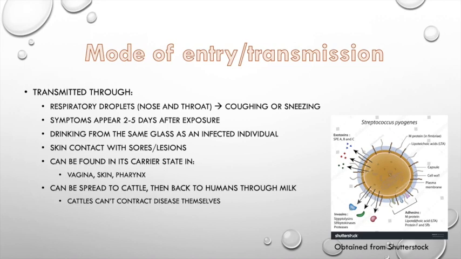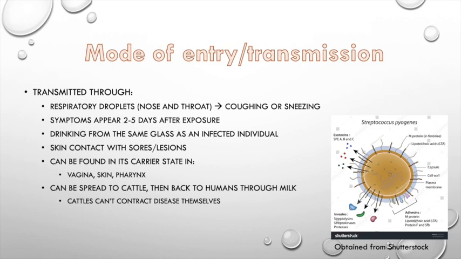So the Streptococcus pyogenes bacteria is spread through respiratory droplets via the nose and throat, so coughing or sneezing, or also contact with the skin of an individual who's infected with these sores or lesions. And obviously it could still be spread through drinking from the same glass as someone who's infected. The symptoms will appear about 2 to 5 days after exposure, so pretty quickly after being exposed to someone who's infected.